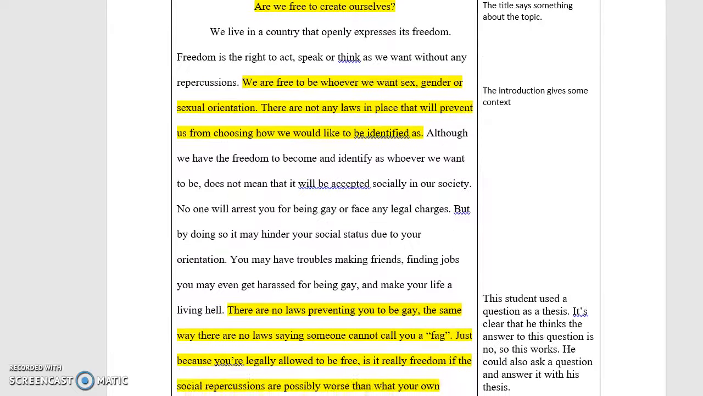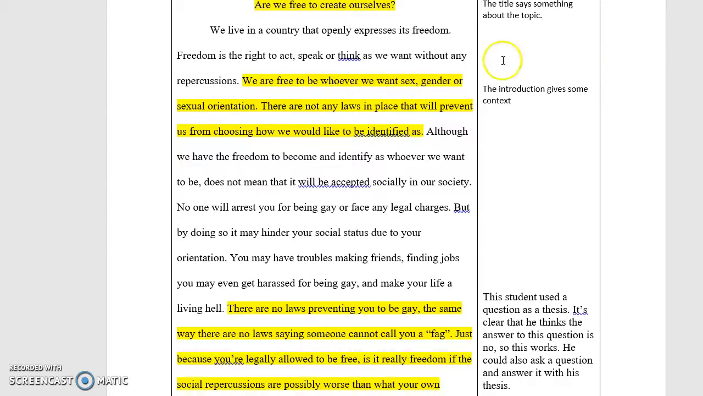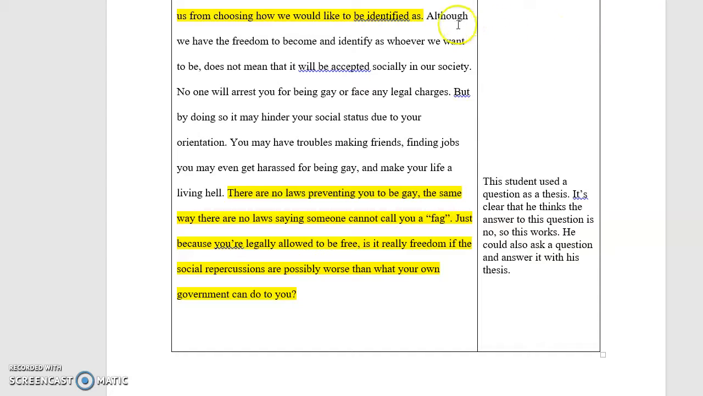So first thing, the introduction gives some context, some background to what the person is talking about. And then this person ends their introduction with their thesis. That's generally where your thesis should go. Your thesis is the main idea of your whole essay. It often is the answer to a question.